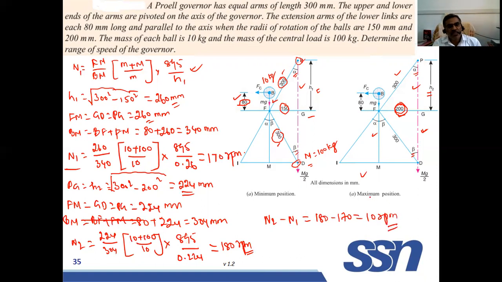So when the radius of rotation is 150 millimeter, the corresponding speed is 170 RPM. When the radius of rotation increases, that means the sleeve is lifting, so the speed is increasing. So the speed will be 180 RPM. So the range of speed is 10 RPM. Right?